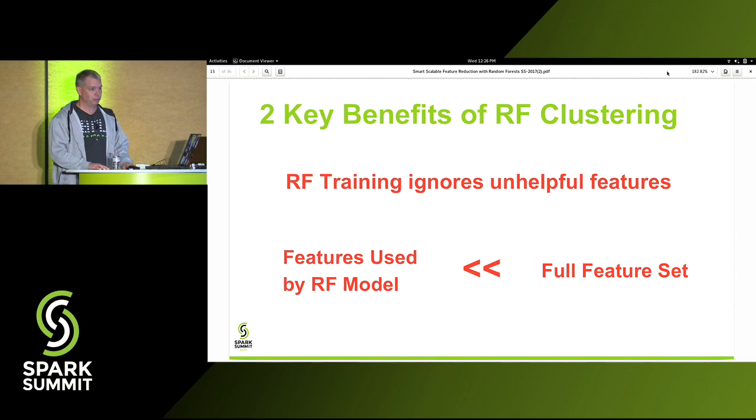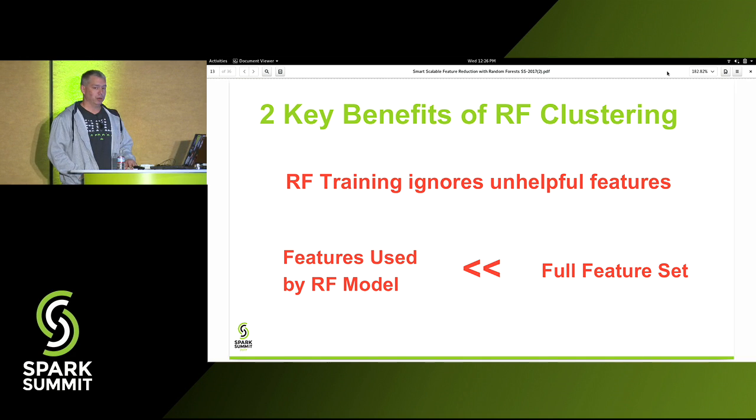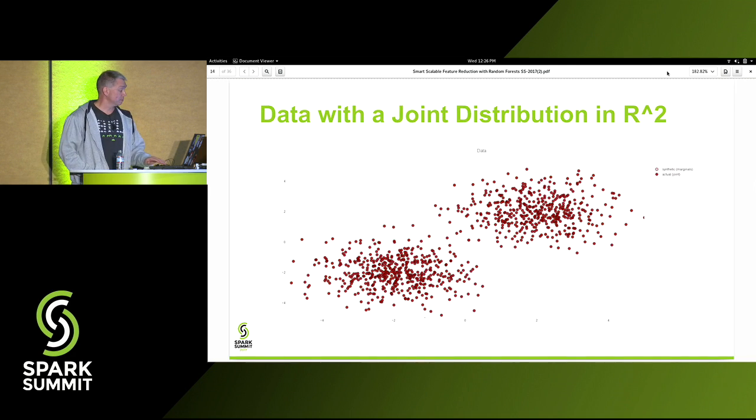So this is not a talk about clustering, so why do I care about that? Well, two of the key reasons that random forest clustering works well is that the random forest training itself automatically figures out which features weren't useful for it, and it throws them out. And furthermore, the number of features that the random forest actually uses is often much smaller than the full feature set. So you can begin to see how these properties might represent the foundation of a feature reduction technology.